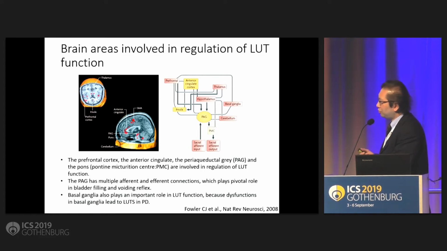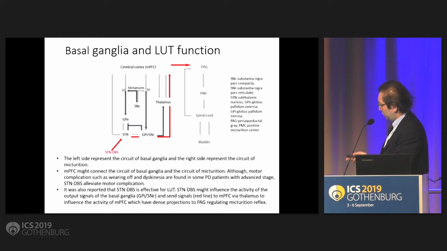Because I am a neurologist and very much interested in Parkinson's disease, the basal ganglia might also play an important role in bladder function, because we previously showed that dysfunction in basal ganglia leads to OAB in PD. So this is my hypothesis.